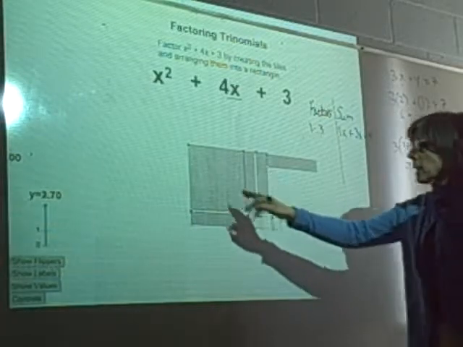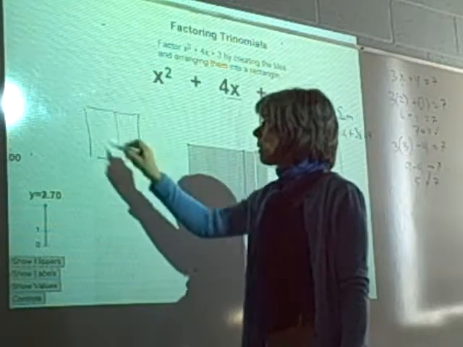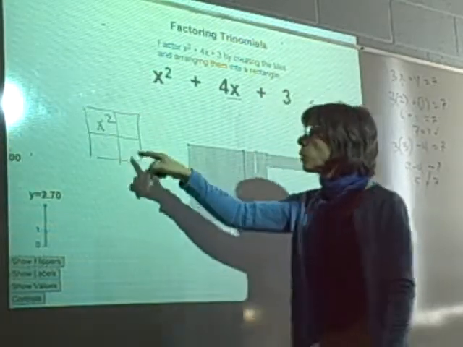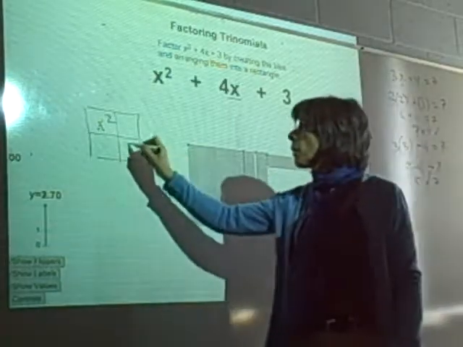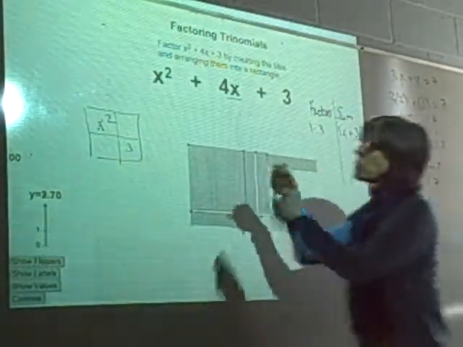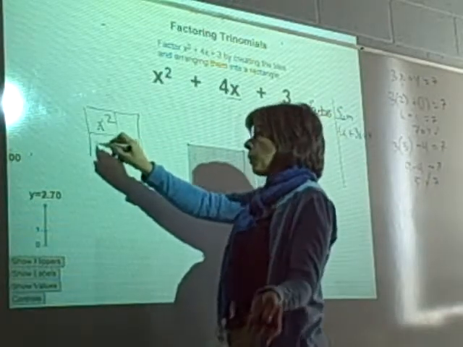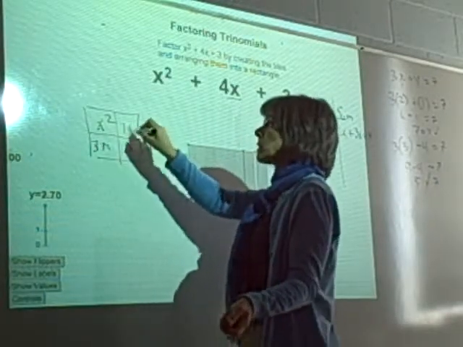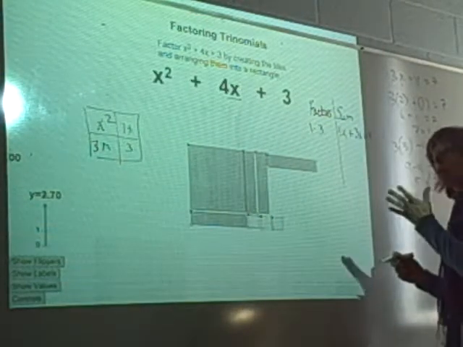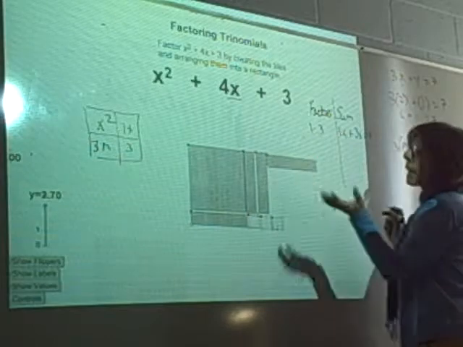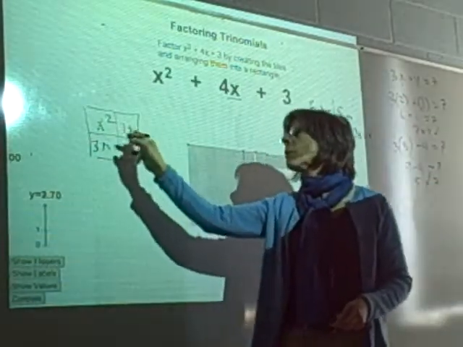So look at this. If I said to you, well, let's do the area model, and I had x squared, what goes in that little corner? 3. The 3, okay, and then what goes into the other 2 boxes? 3x. All right, 3x and 1x, okay? Is everybody good with that? Well, what we're trying to do is create a rectangle. So what do we have here? What is the common factor?